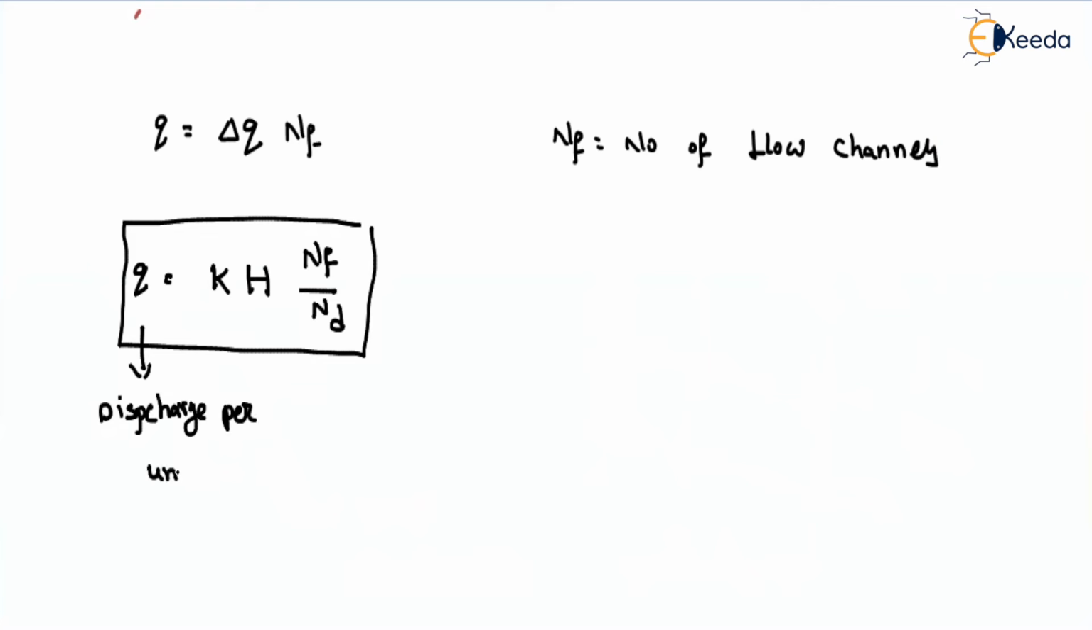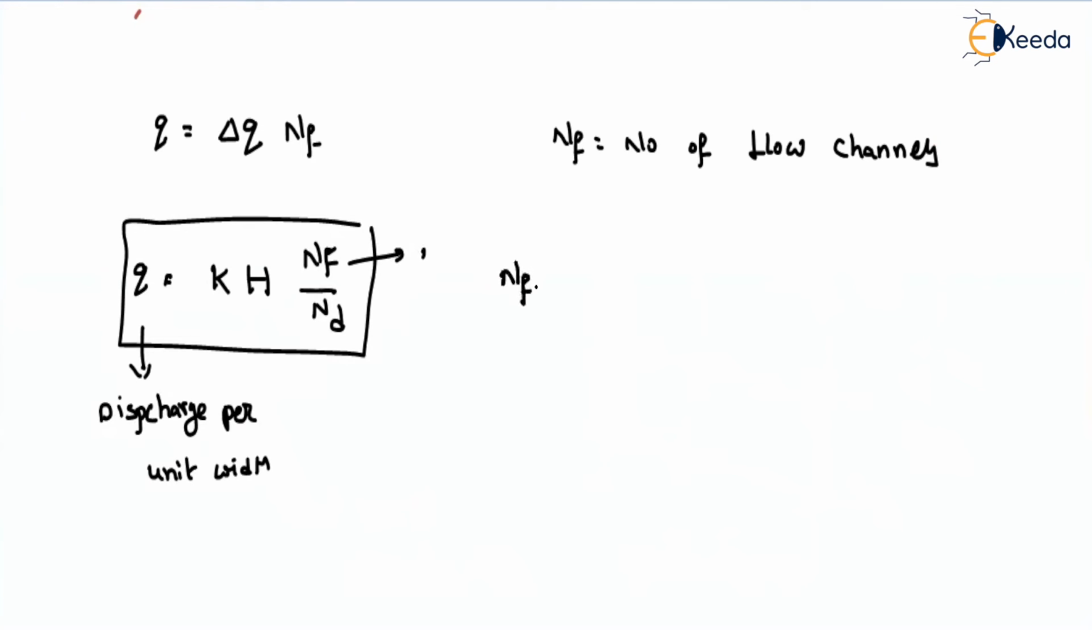We'll say it as a discharge per unit width. And you already know what is K, the permeability of the soil. What is H? Nothing but the head loss, total head loss. What about NF here? NF is nothing but the number of flow channels. And what about ND? Number of potential drops.